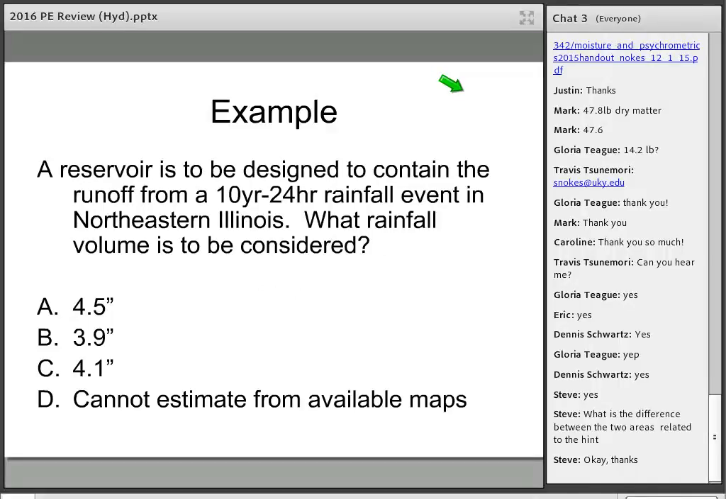So you're going to be designing a reservoir. It's going to be designed to contain the runoff from a 10-year 24-hour event in northeastern Illinois. What rainfall volume is to be considered? So, 10-year 24-hour rainfall event. That means you've got to go to a map, and here are your choices: 4.5, 3.9, 4.1. You can't estimate it.